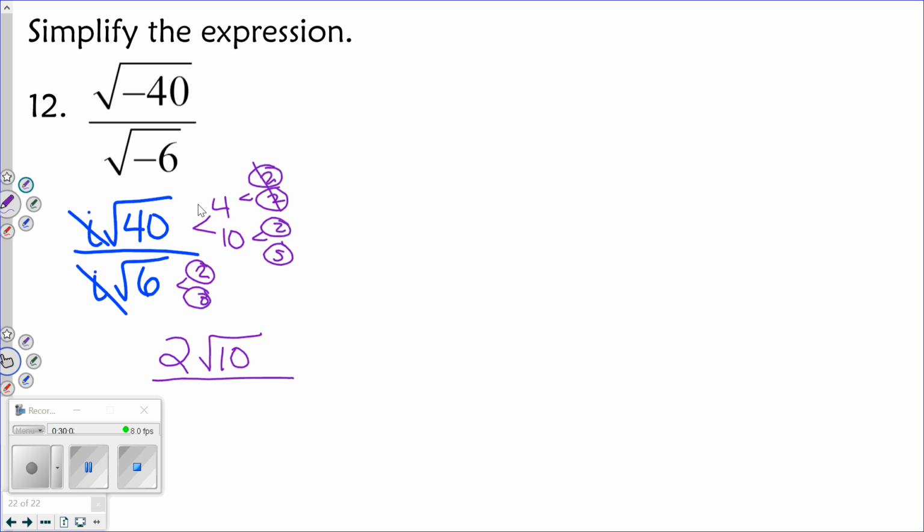The question came up from someone else: how do I know whether to do a factor tree or not? You always try, okay? But if I do a factor tree and there are no pairs to come outside, they have to stay inside together. Okay? All right, next step is to rationalize. So we'll multiply top and bottom by radical 6. So I'll get 2 radical 60. Radical 6 times radical 6 is radical 36, which is just 6.